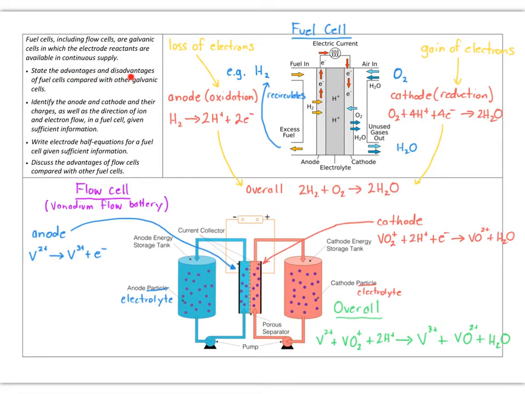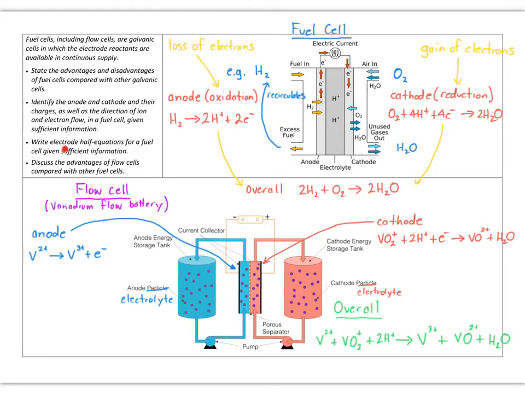We need to state the advantages and disadvantages of fuel cells compared with other galvanic cells. That'll come in the next slide. We're going to identify the anode and cathode and their charges, as well as the direction of ion and electron flow in a fuel cell, given sufficient information. I'll show you that on the diagrams.